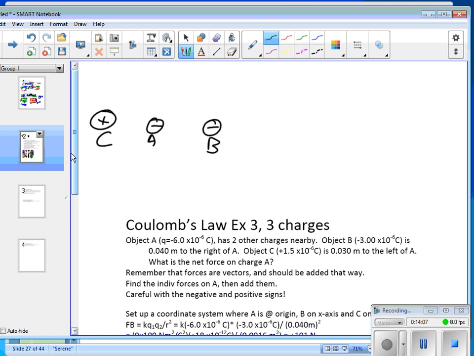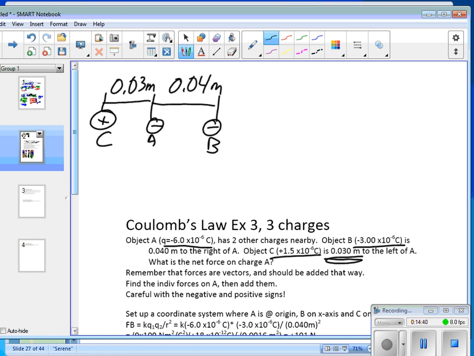As we're able to notice, this is 0.03 meters to the left. And then we have 0.04 meters this way. And then it gives the actual values. This is negative 6 times 10 to the minus 6 for A. And then we have negative 3 times 10 to the minus 6. And then we have the positive 1.5 times 10 to the minus 6. So you say, okay, fair. What do I do with these? Because I'm trying to figure out what the net force is on charge A.